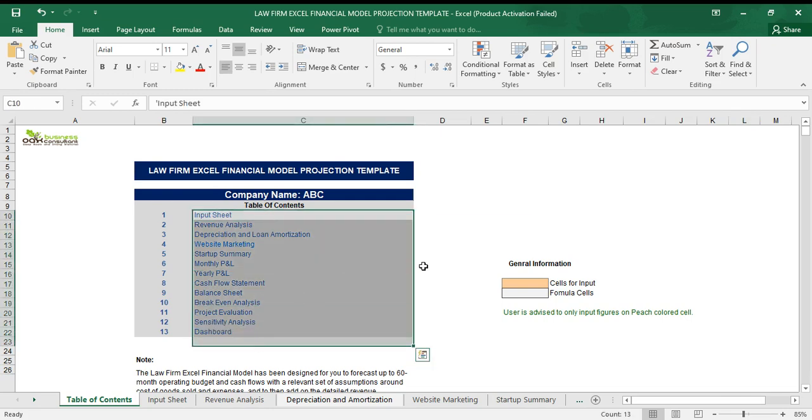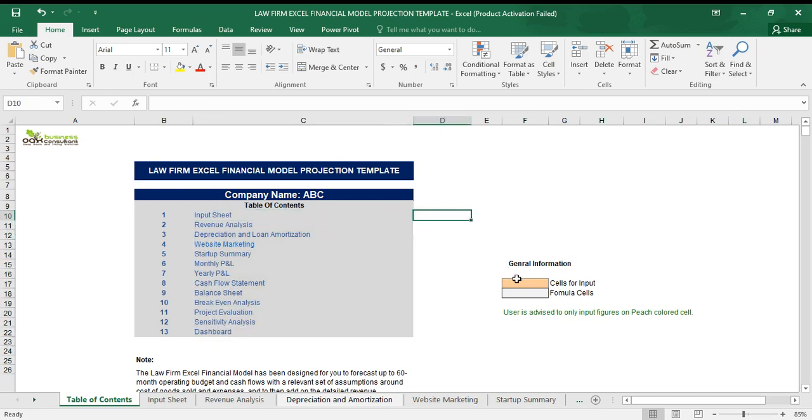But before we start reviewing the model, you have to know that these peach colored cells represent the input or the assumption cells. So you have to make the adjustments in these cells, while the gray cells are the linked or the formula cells, which means we don't have to make adjustments in these cells. These cells are already linked or contain formulas, so they will change automatically once you make changes in the peach colored cells.